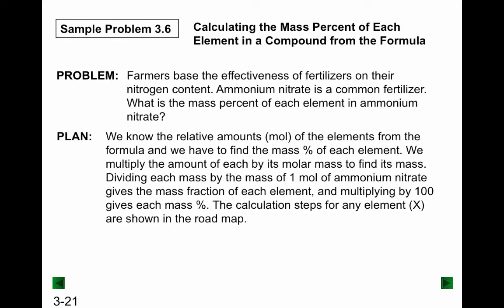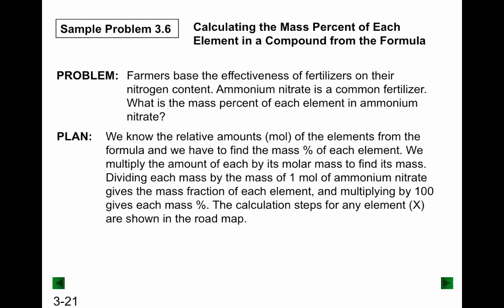This sample problem wants us to determine the mass percent of each element in ammonium nitrate, which is used by farmers as a fertilizer. So what is our strategy? We need to find the mass percent of the elements present in 1 mole of ammonium nitrate. Therefore, we need to come up with the formula for ammonium nitrate, and then we need to calculate the molar mass of ammonium nitrate. Remember how to calculate molar mass?